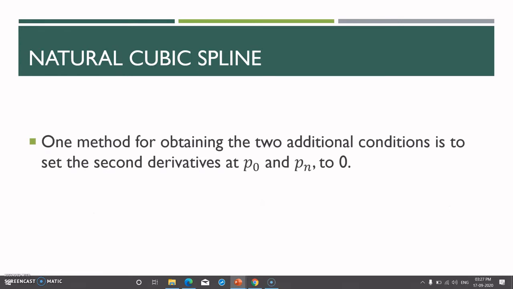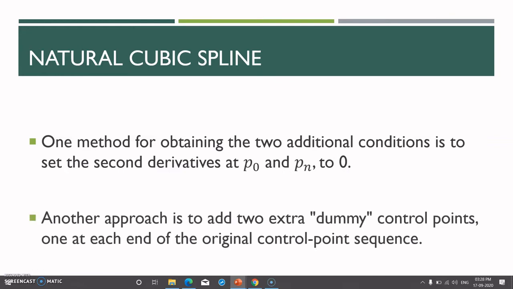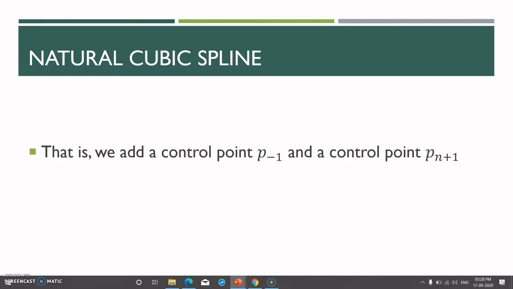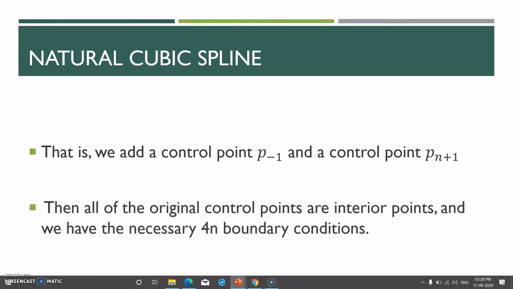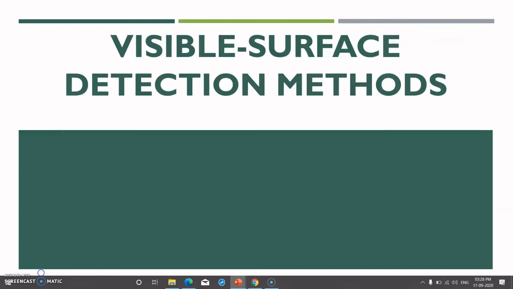One method for obtaining the two additional conditions is to set the second derivatives at P0 and Pn to 0. Another approach is to add extra dummy control points, one at each end of the original control point sequence. That is, we add a control point P minus 1 and a control point Pn plus 1. Then all the original control points are interior points and we have the necessary 4n boundary conditions.